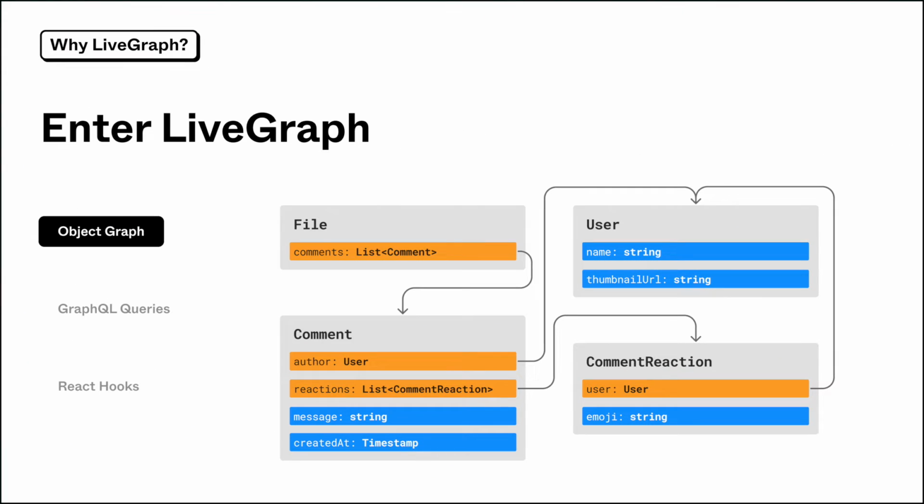So the object graph, here's a tiny little slice of what the object graph looks like. We have files. Files have several comments. Each comment has an author. The author is a user that has a name and a thumbnail URL. Comments also get reactions because people can leave behind thumbs up or smiley faces. And those in turn also have authors.